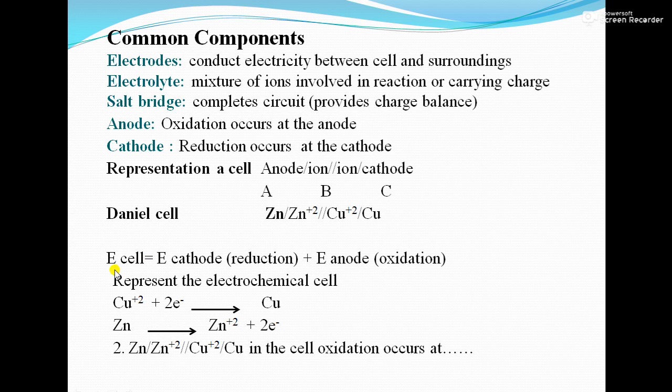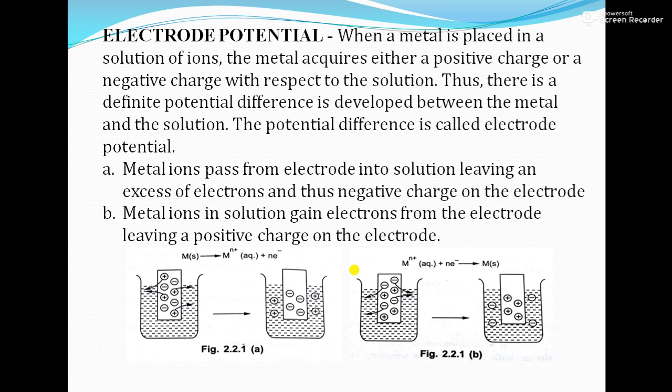So next is EMF of the cell. It can be found by using E cathode plus E anode. E cathode, that is reduction takes place at cathode, and E anode means oxidation takes place at anode. So that is the EMF of the cell.